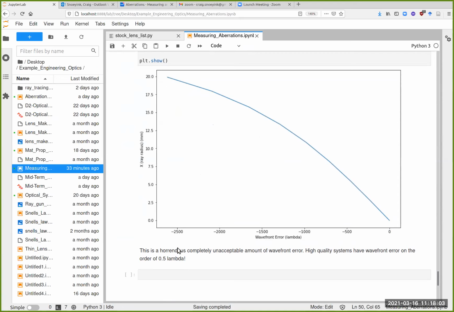Cool. So I will post this notebook to UB Learns, and then look this over, and then you'll start using these calculations on your previous designs, and then start using stock lenses from Thorlabs to improve your design.